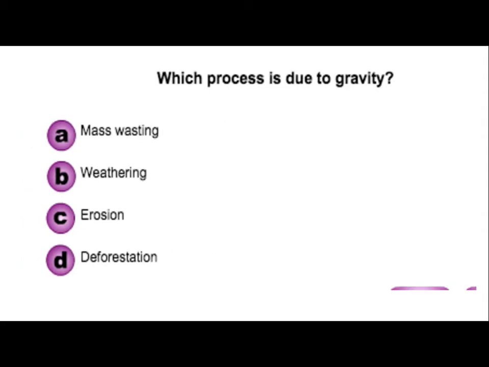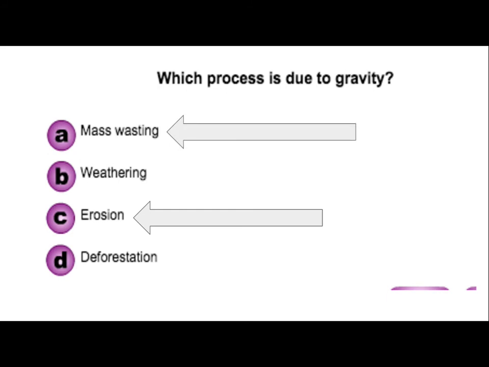Which process is due to gravity? Madison. Erosion and? No. Jaden. Mass wasting and erosion.